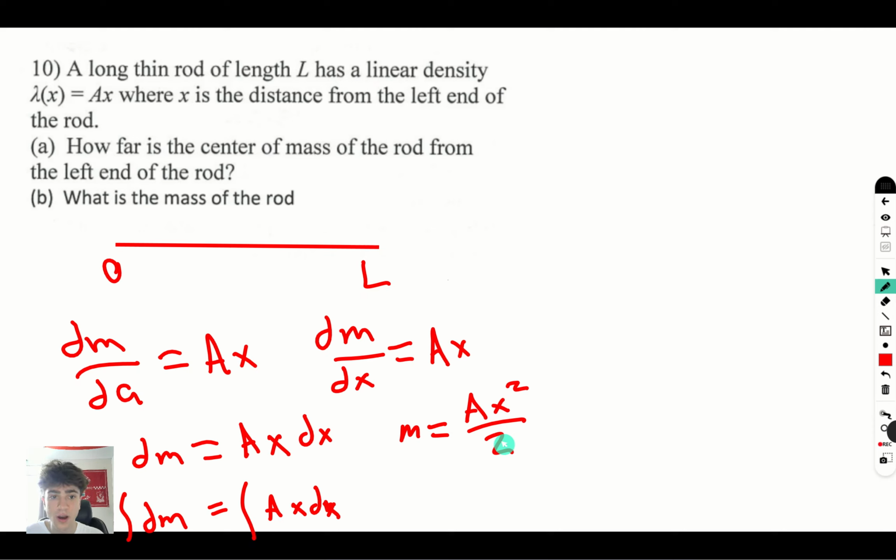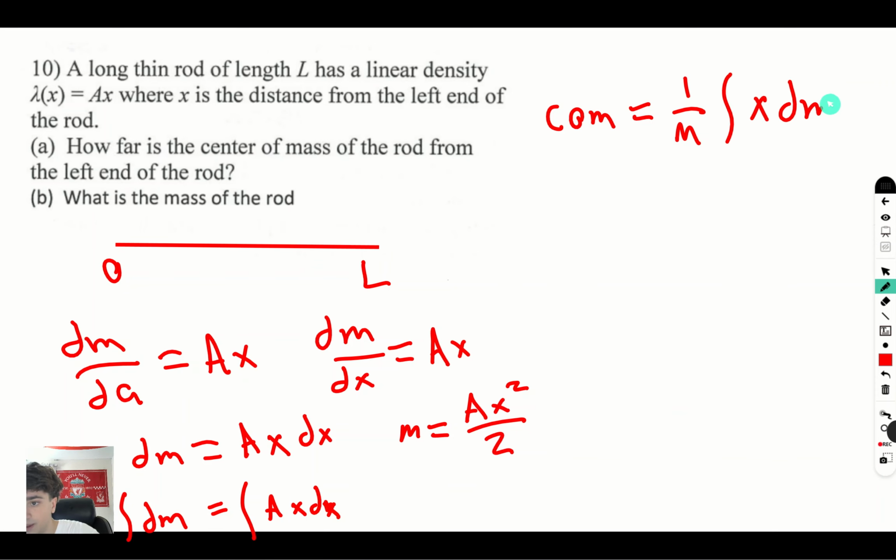Now that we have our mass, we can move on to part A of the problem, which is asking how far the center of mass of the rod is from the left end of the rod. Here we're going to have to incorporate our center of mass equation, which is simply 1 over m times the integral of x dm. Now, since we have already found our dm and our m, we can just plug those values in and we should be able to find our center of mass.